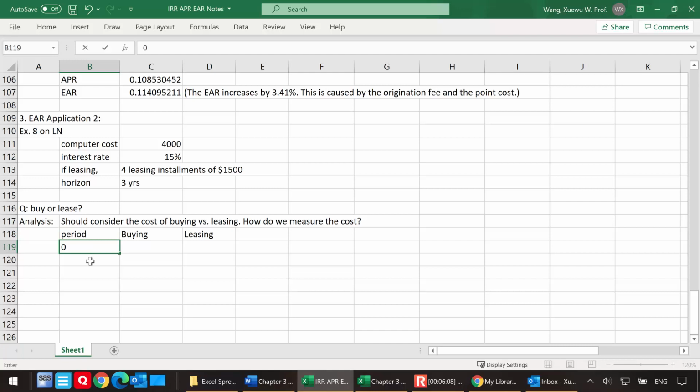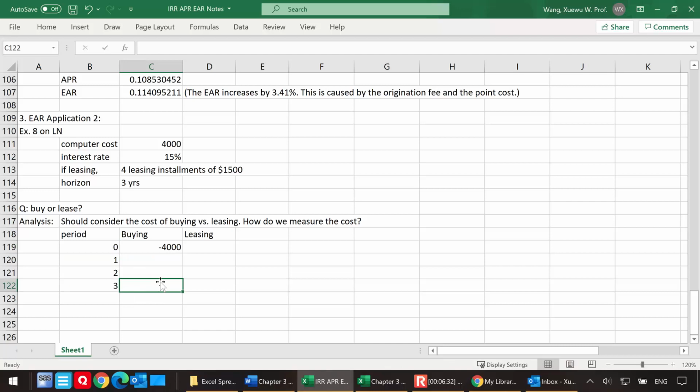In this case, I'm going to have a vertical timeline because I'm putting the buying option and the leasing option side by side. So it makes sense for us to have a vertical timeline here, right? So I have 3 periods here or 3 years here. If you buy the computer, well, you pay 4,000, all right? And that's the only cash outflow.